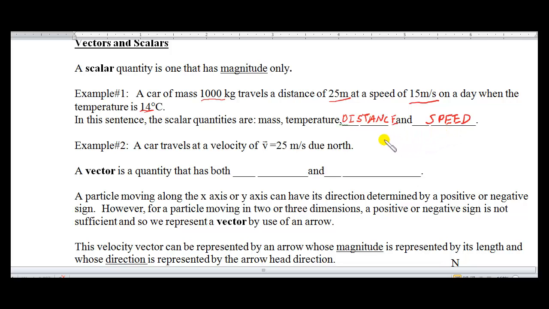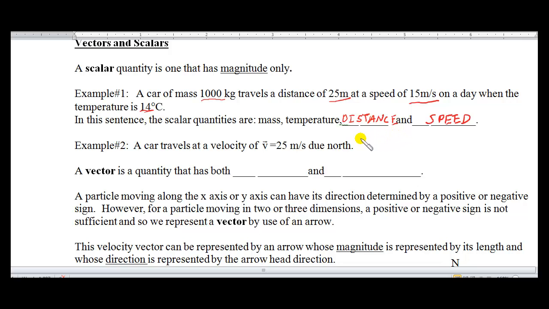So from now on, when we use these terms in the physics class, or a textbook uses them, distance and speed are always going to be considered scalar quantities. That is, they have a magnitude only. Much of physics is actually learning the vocabulary. In other words, we won't be able to communicate in physics unless we understand the vocabulary clearly.